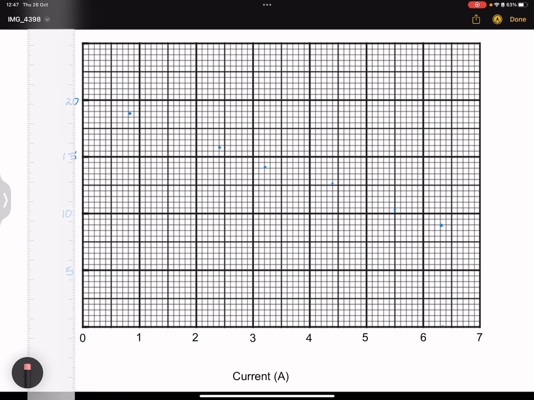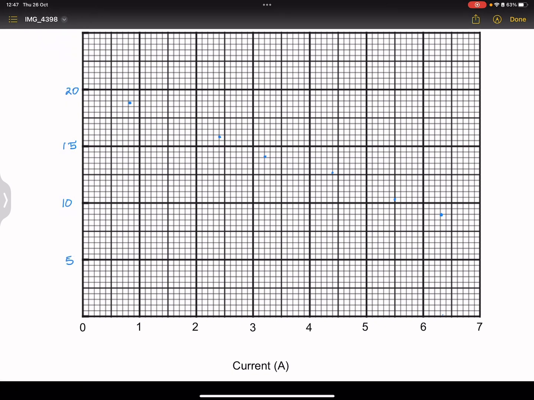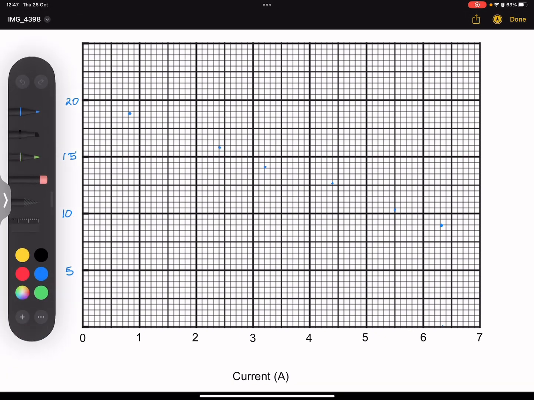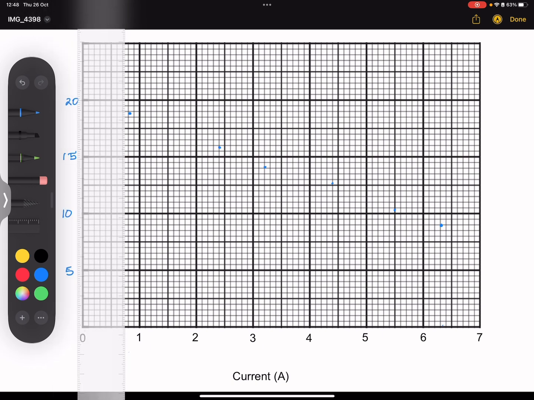So 0.8. Now you can see the current values increase, not in ones, rather in terms of 0.1. That's 1 minus 0 divided by 10, so they increase in terms of 0.1. Where would 0.8 be in this case? Let's take our ruler. That would be 0.5, 6, 7, and 8. So there's 0.8, and we know that our voltage value was 18.7.